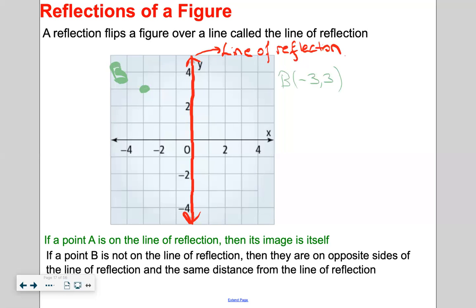To be able to reflect any point, you need to make sure that the distance between the line of reflection and the original point is equal to the distance between the line of reflection and the image point. And the image point is going to be in the opposite direction of the line of reflection. So this is 3 units in the opposite direction. The image is going to be 3 units far away from the line of reflection. So this is B prime. Make sure that this distance is equal. So B prime is going to be +3, +3.